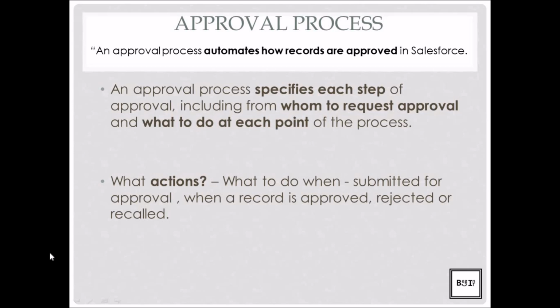We already learned about workflow rules where, based on certain criteria, certain actions like field updates and email alerts are triggered. A little similar to that, in approval processes, based on certain conditions, we have approval raised to certain approvers. At every stage of the approval process, there are certain actions that take place. All of this is defined in the approval process. So as you can see here, it specifies each step of the approval process, whom to request it, and what to do at each point of time, which are the actions. So let's try to understand this using an example.